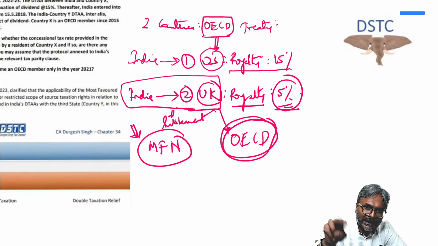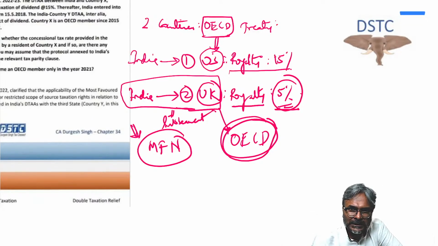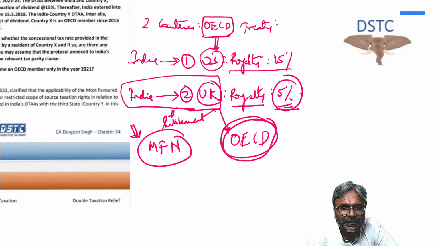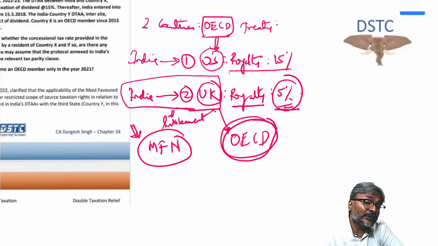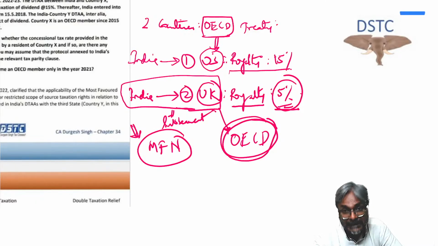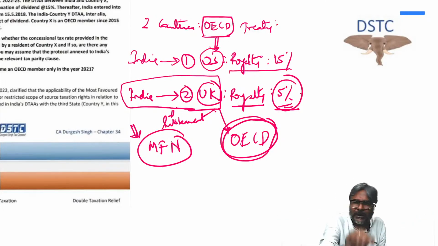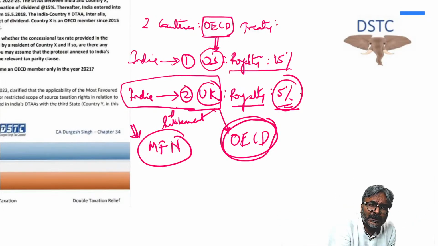So in the ICR question, they have given a twist. And what is the twist? The twist is that at the time when the India-UK treaty was entered into, the UK was not a member of the OECD. That is the twist that they have given in the question.